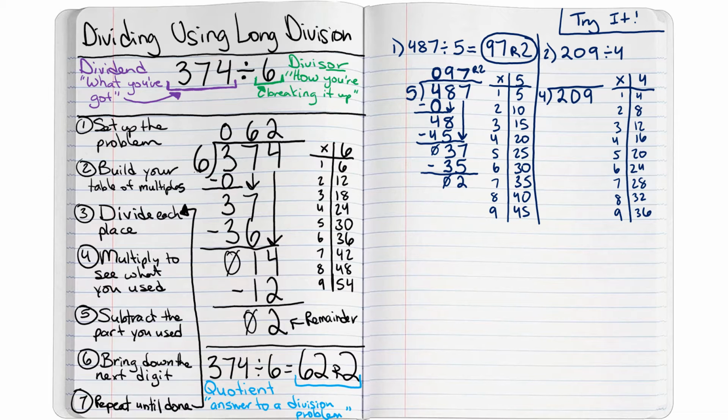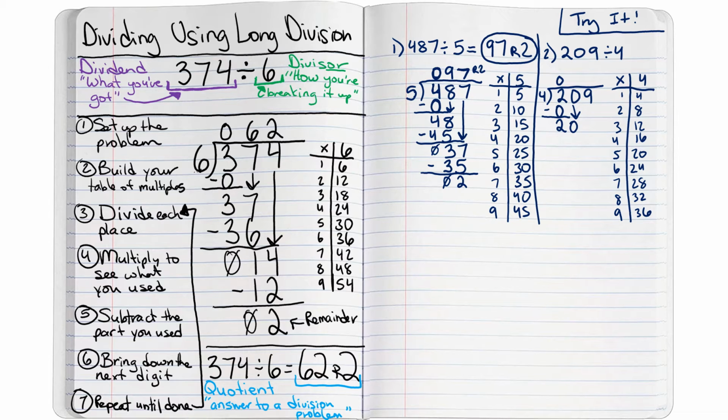All right, so I'm looking at my 2. 2 divided by 4, not enough. I can't make any groups. That's a 0. Then multiply. 0 times 4 is 0. Then subtract. Hey, 2 minus 0 is 2. And bring it down. So my 0 comes down here.